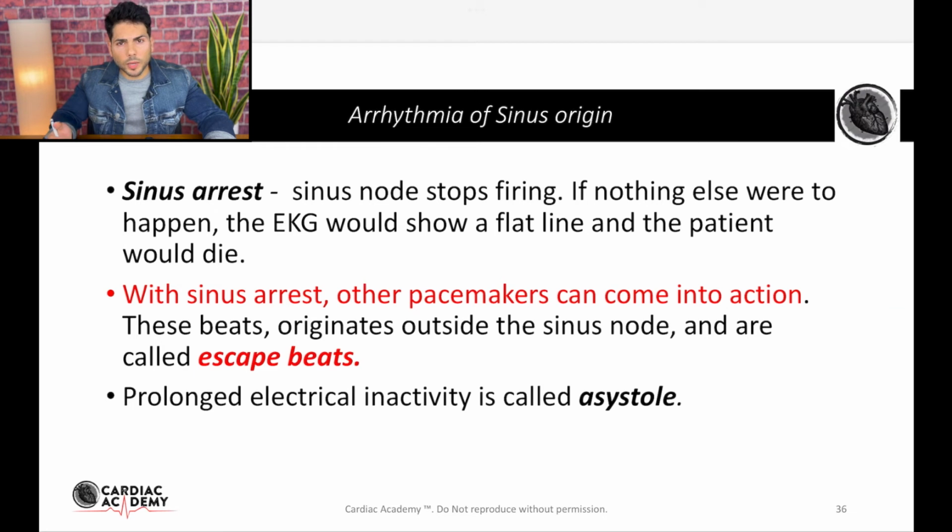Then we have sinus arrest. And sinus arrest just means that there's a pause. The SA node stops firing. And if nothing else were to happen, then you would see a flat line and the patient would just die.